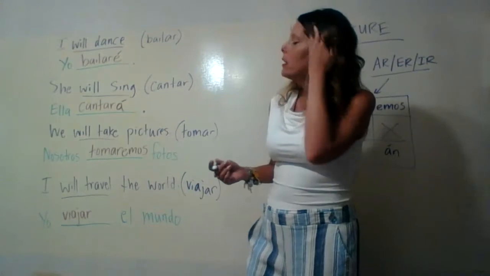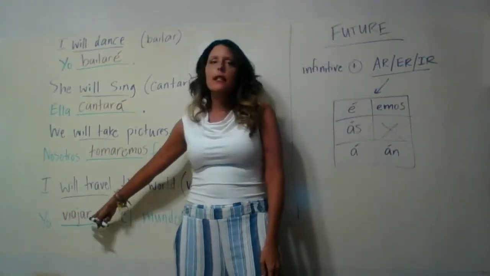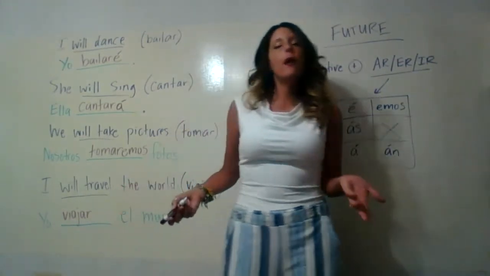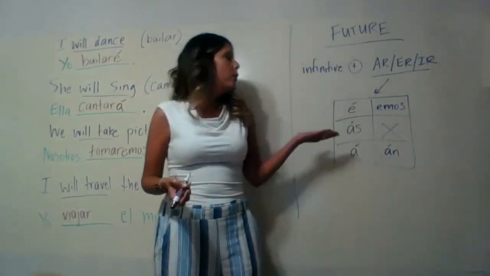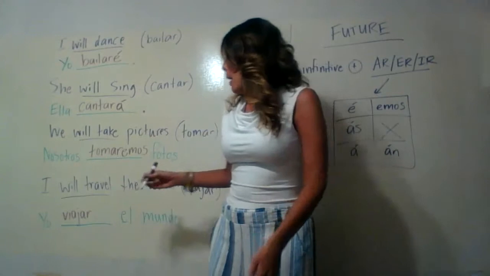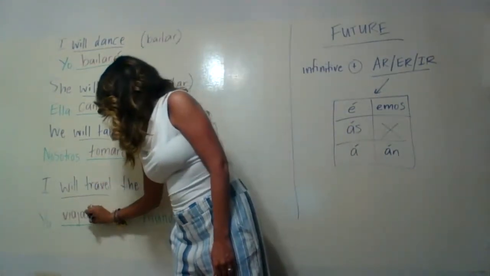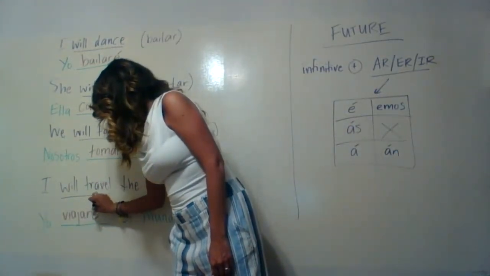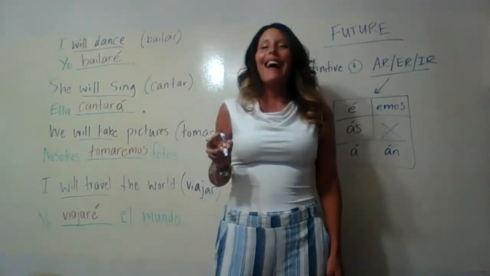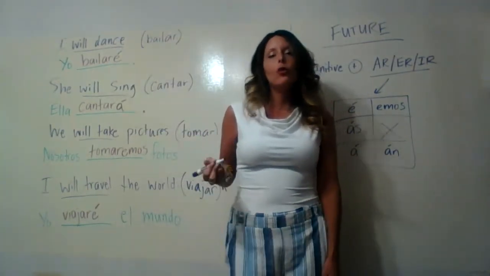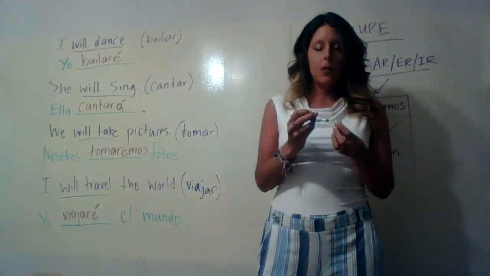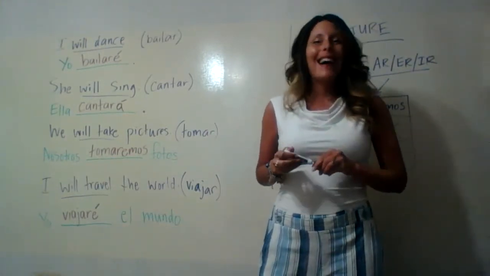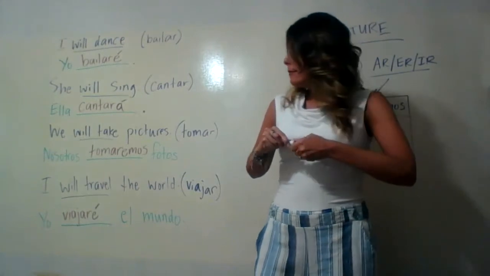And I have already plunked down the verb in its infinitive form. I'm not going to chop off the AR. I'm just going to add the appropriate ending that we have over here. And I'm going to say, yo viajaré el mundo. Obviously, el mundo meaning the world. So our whole sentence would be, yo viajaré el mundo.